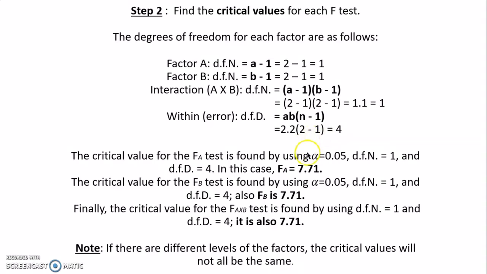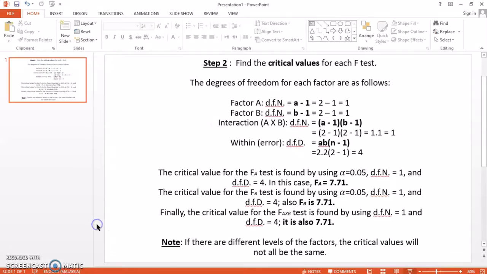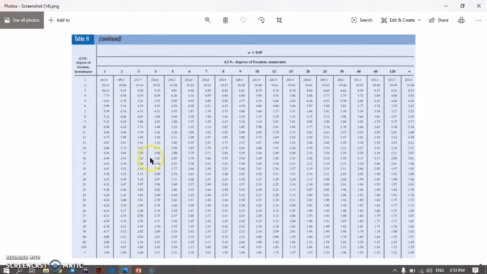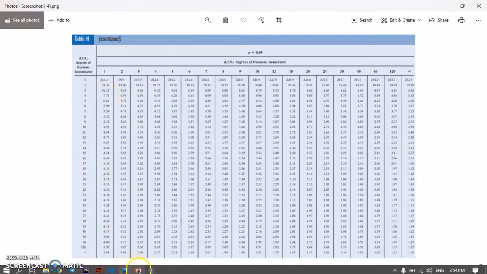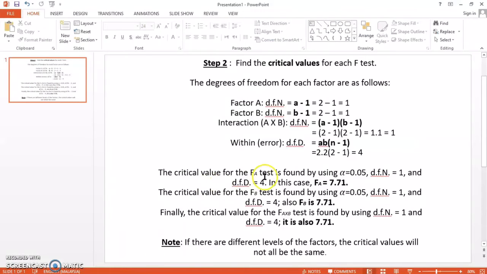Untuk critical value, kita kena rujuk table H. Dia dah bagi value of alpha 0.05. So, kita cari table H yang value alpha dia 0.05. Okay, DFN yang bahagian atas ni, DFD yang bahagian tepi ni. DFN tadi 1, DFD dia 4, so jawapan dia 7.71. So, tu ialah critical value untuk FA. Lepas tu untuk FB dan interaction pun sama sebab value DFN dan DFD dia sama.